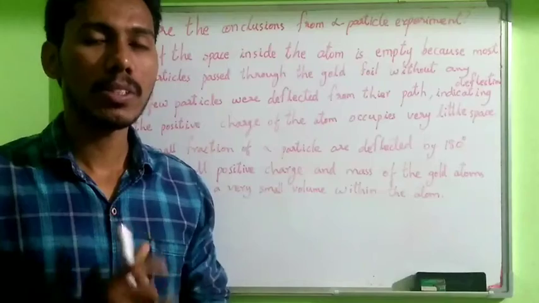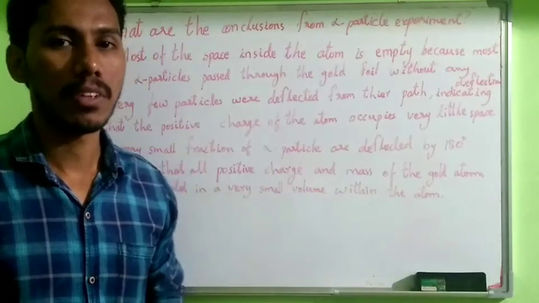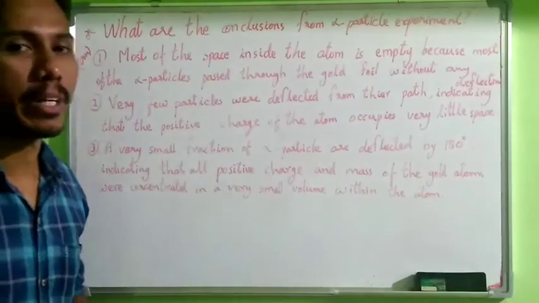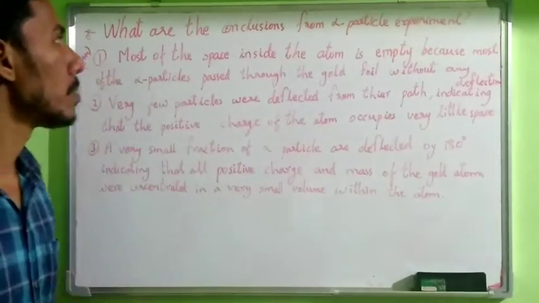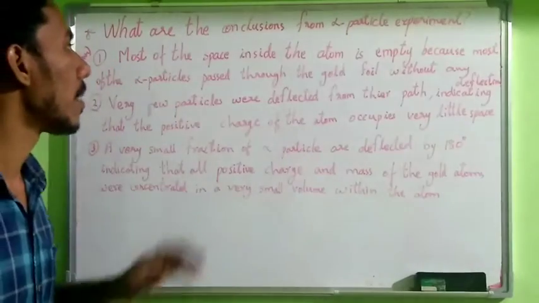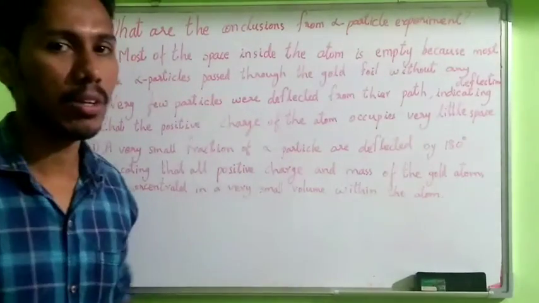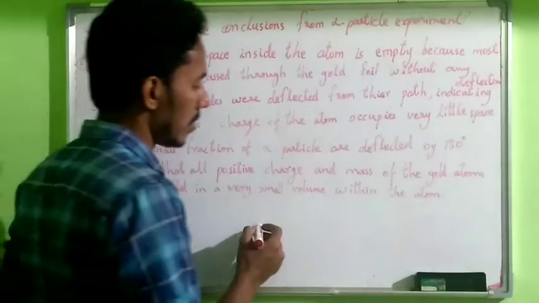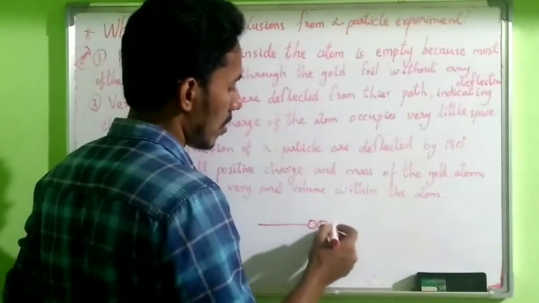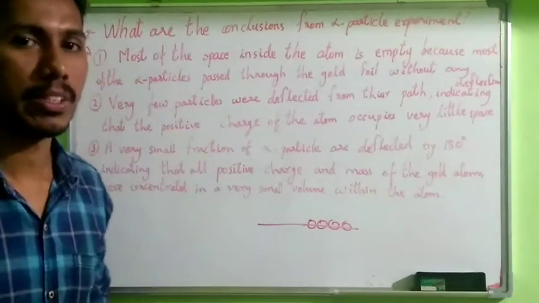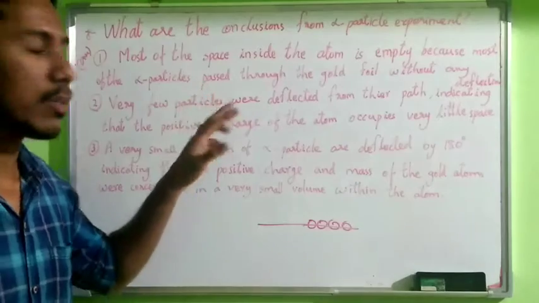So what are the conclusions from the alpha particle scattering experiment? What are the conclusions made by Rutherford? Okay, most of the space inside the atom is empty, because most of the alpha particles pass through the gold foil without any deflection, without any deviation. That is this. Most of the space inside an atom is empty. That is a conclusion by Rutherford.